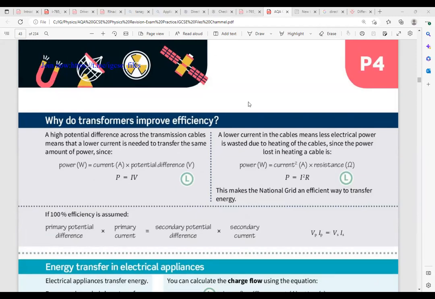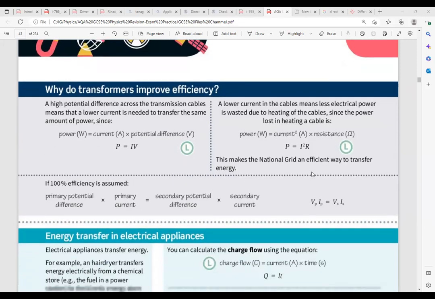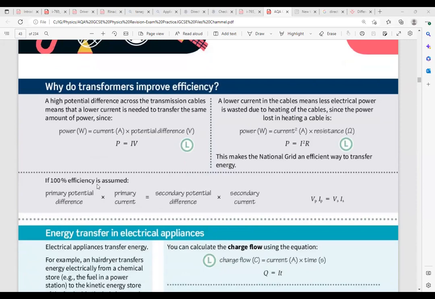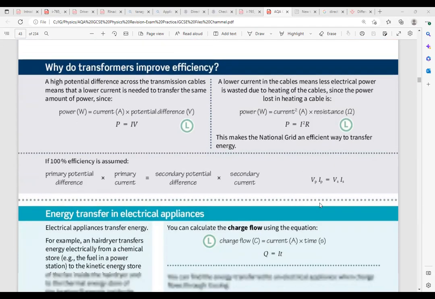since the power lost in heating the cable is power W equal I squared multiplied by R. This makes the national grid an efficient way to transfer energy. If 100% efficiency is assumed, the primary potential difference, V primary, multiplied by the primary current equals the secondary potential difference multiplied by the secondary current. Do you know why this equation? Because the primary power equals the secondary power. Power equals IV. Okay.